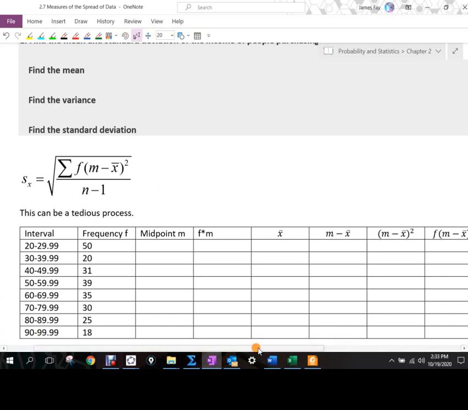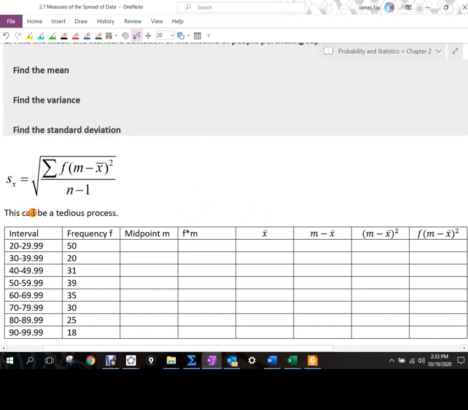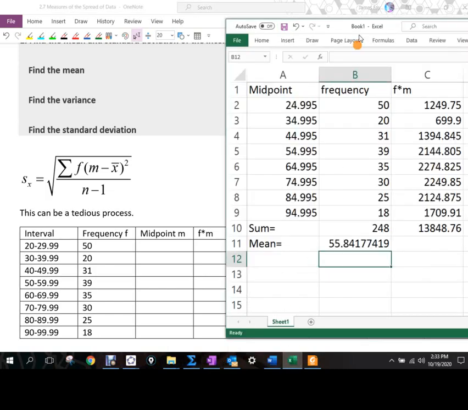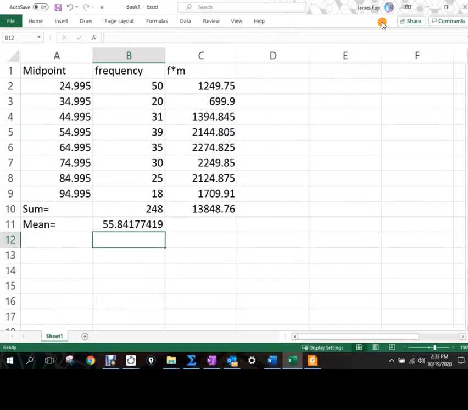What we essentially need to do in this table here, I set this table up for you in your notes, is exactly what I'm doing on Excel. X bar is my mean. So that was equal to B11.